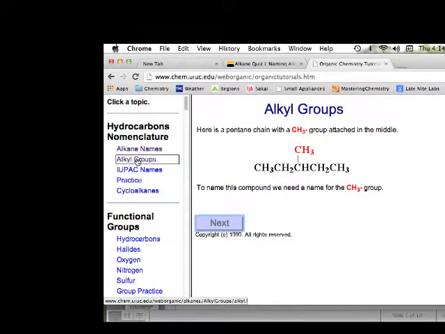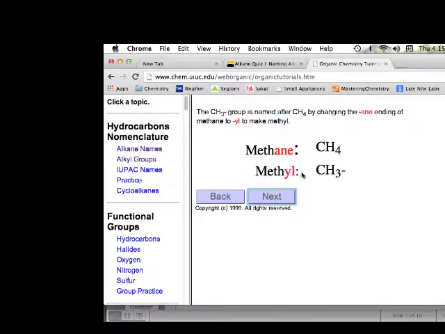So let's do alkyl groups, and that gets us into substituents. Here is a pentane chain, 1, 2, 3, 4, 5, with one carbon substituent on it. We call that methyl, because it has 1 carbon. A group of carbons bonded to the long chain we call an alkyl group, and its name is derived from the hydrocarbon it came from. Methane has 1 carbon, and methyl is the substituent with 1 carbon.